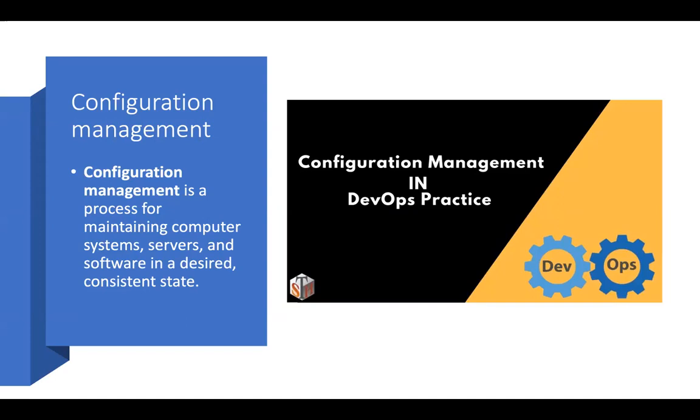So configuration management, again, is a process for maintaining computer systems, servers, and software in a desired and consistent state. When I first started DevOps, I was a little bit confused with configuration management tools like Ansible and Terraform. I think I added a slide in this PowerPoint about the two so that you don't get confused with them. They are completely different things.